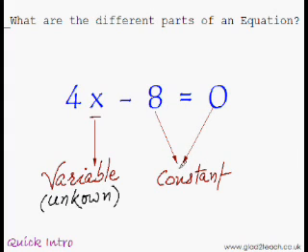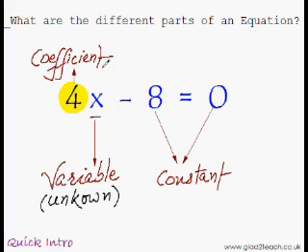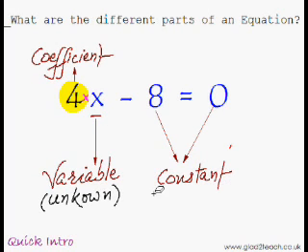So now just one more part is left. Can you tell me the name of this 4? What do you call it? Right, it is called the coefficient. One very important thing to note here is that the operation in between this coefficient and this variable is always multiplication. There is an invisible multiplication sign in between. Please always remember that.